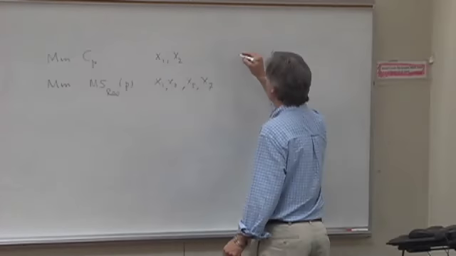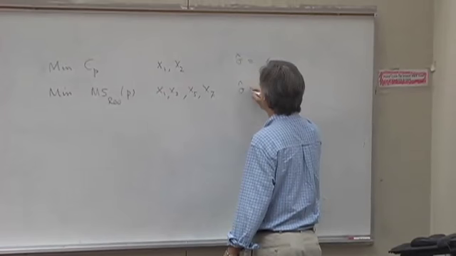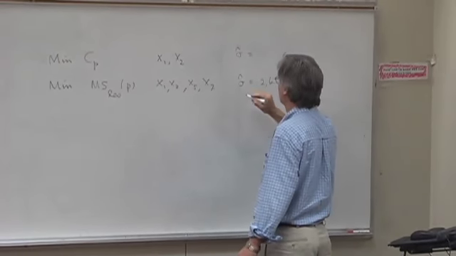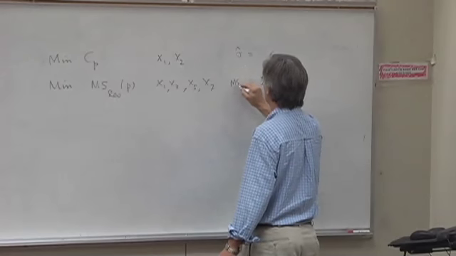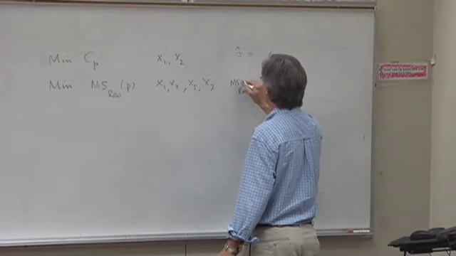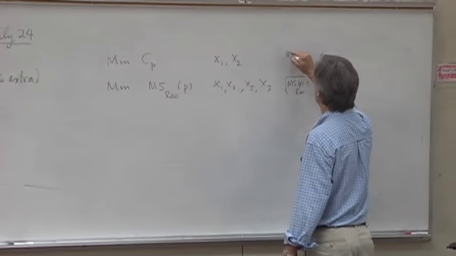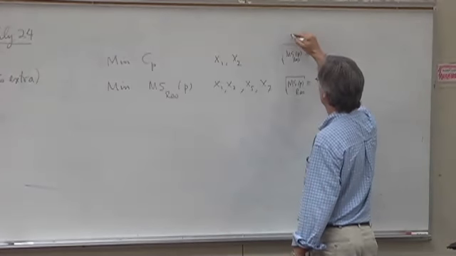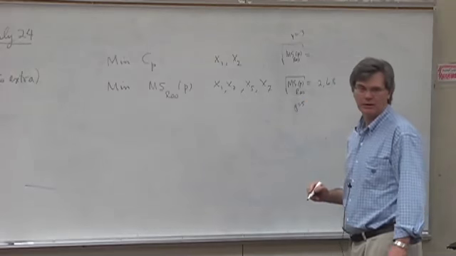I think what did you get? You got sigma hat was equal to, in this problem, 2.68. Here's sigma hat. I'm sorry, the square root of MS Res P equals 2.68, and MS Res P here, with P equals 3, and this is with P equals 5, but still that's how you're going to compare them.